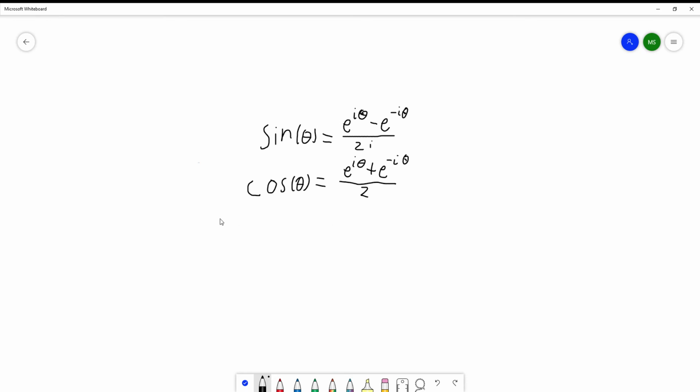Now we know that the tangent of theta is sine divided by cosine, so we have to divide this one by this one. So we get the tangent of theta is e to the i theta minus e to the negative i theta divided by 2i. Now we divide this by what is over here, so that's e to the i theta plus e to the negative i theta divided by 2.